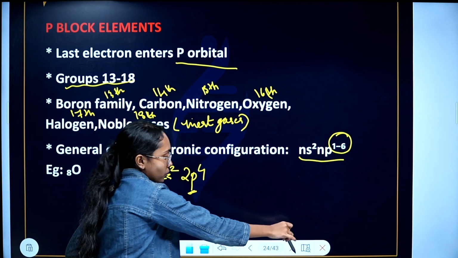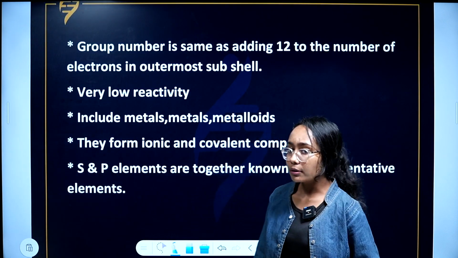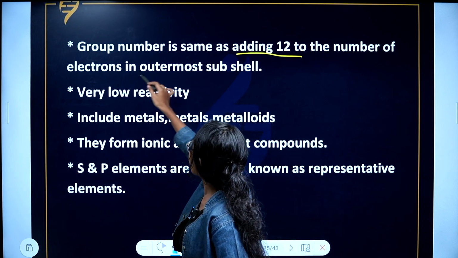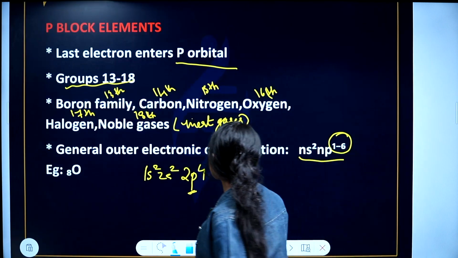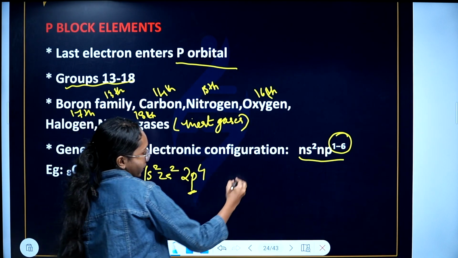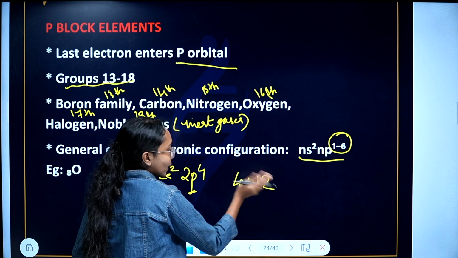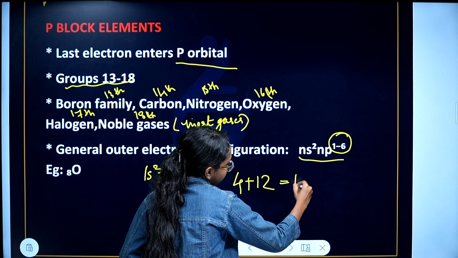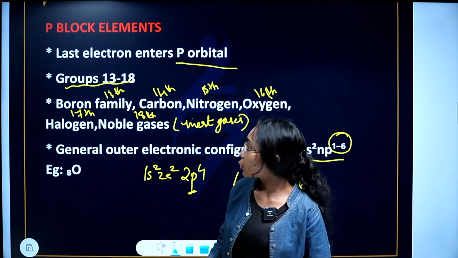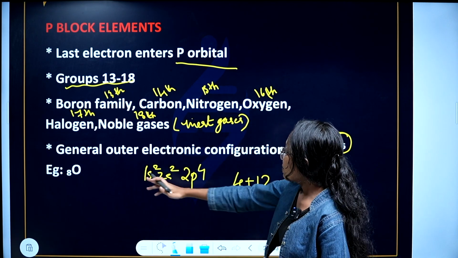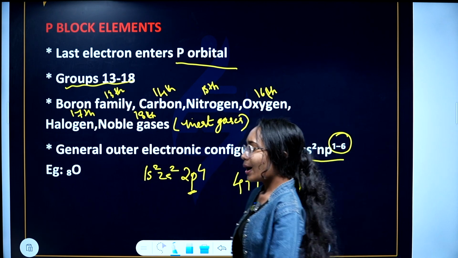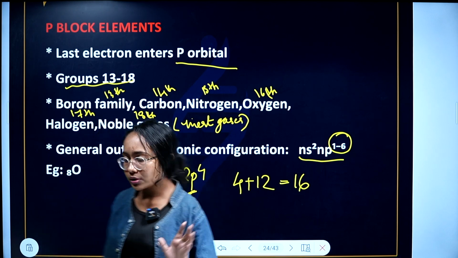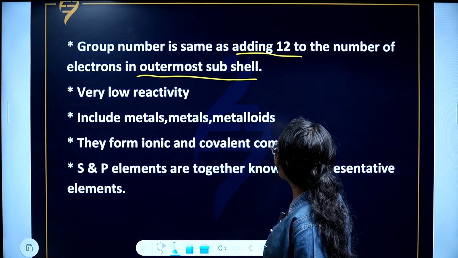How are we going to know the group number of p block elements? The group number is obtained by adding 12 to the number of electrons in the outermost p subshell. Let's see how. The number of electrons in the outermost p subshell is 4. So 4 plus 12 is 16. So it is a part of the 16th group, which is the oxygen family. So yes, of course, it's right. So add 12 to the number of electrons in the outermost p subshell. That is all about the p block.